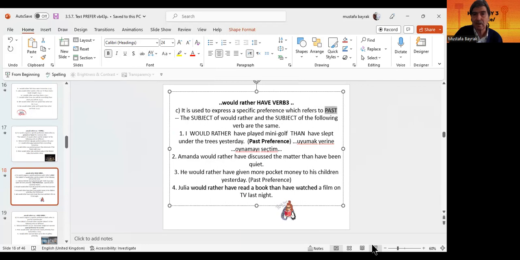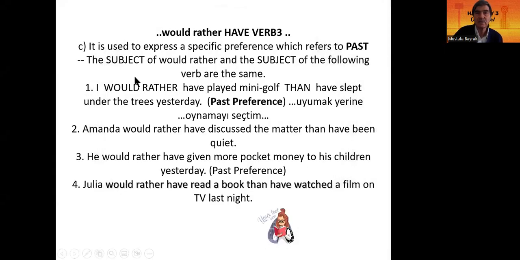Okay, how like this? The subject of would rather and the subject of the following verb are the same. For example, I would rather have played mini golf than have slept under the trees yesterday. So, past preference.